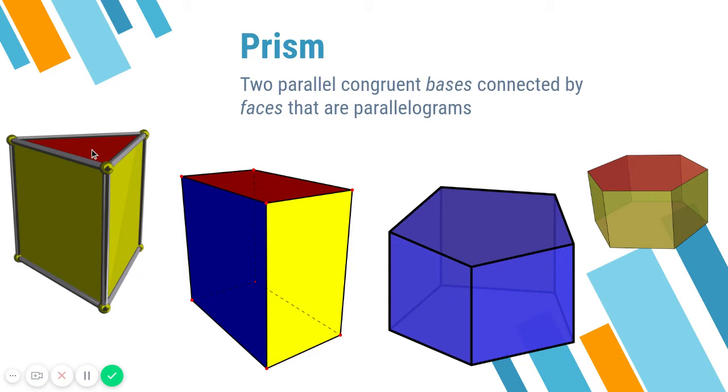So this is a triangular prism. This is a rectangular prism. You could have a square prism as well. This is a pentagonal prism because it has 5 sides. This one has 6 sides, so it's a hexagonal prism.